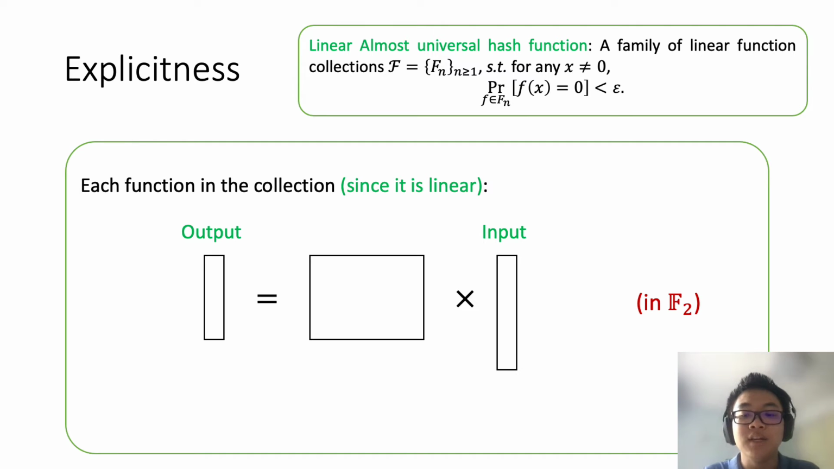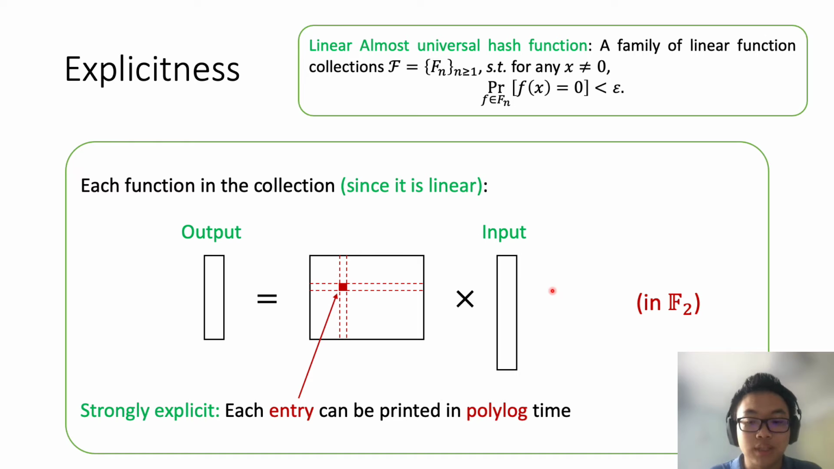Okay, finally I come to define the explicitness. We consider a function in the collection. Since it is linear, it can be written as a matrix multiplication in the Boolean field, right? And what strongly explicit means is that each entry in this matrix can be printed in polylog time if we give you the seed.